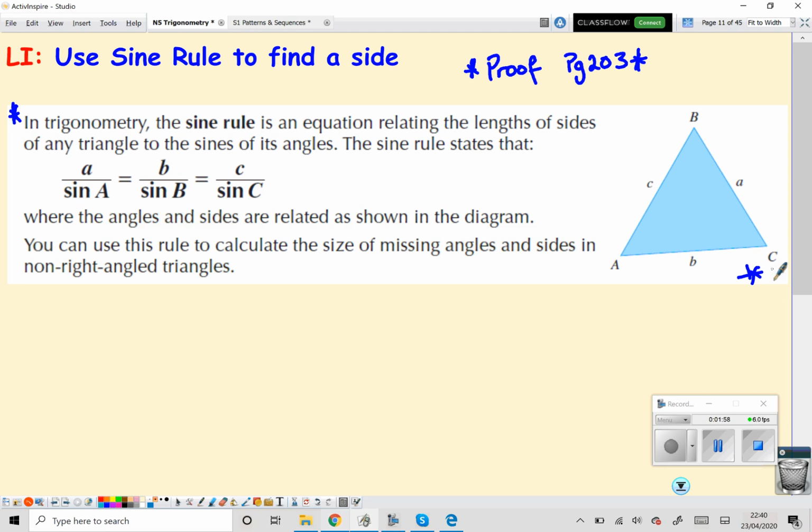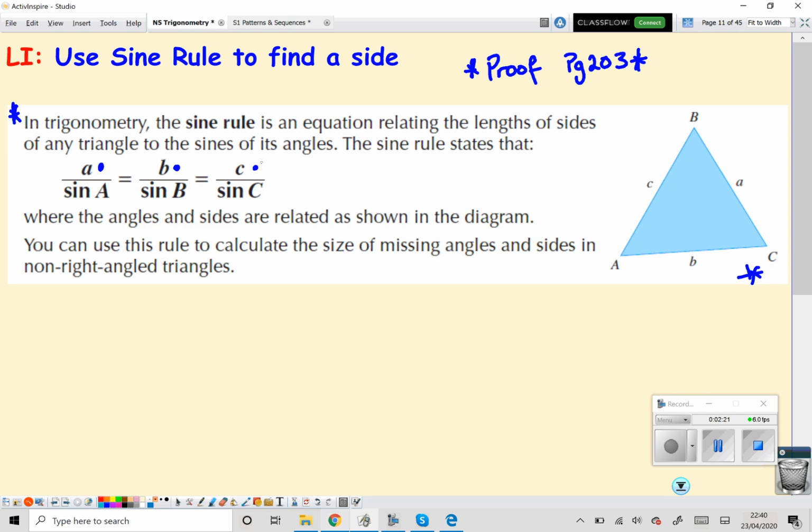Now, I'll just take you through a little bit of information here about what the sine rule is. So basically in trigonometry, the sine rule is an equation relating the sides of any triangle to the sines of its angles. Okay, so what the sine rule is made up of is three ratios, right? A over sine A, B over sine B, C over sine C.